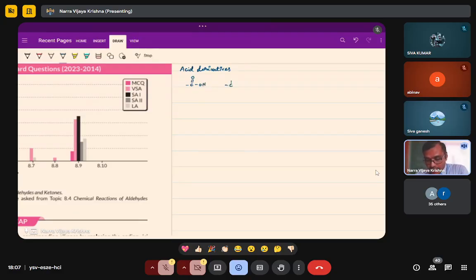If a carboxylic acid is allowed to react with alcohol, alcohol means like this, right? From here, if I remove H2O, what will you get? It becomes a COO, with that side carbon chain and this side carbon chain. What do we call that? Ester. Right? So acid plus alcohols give esters.